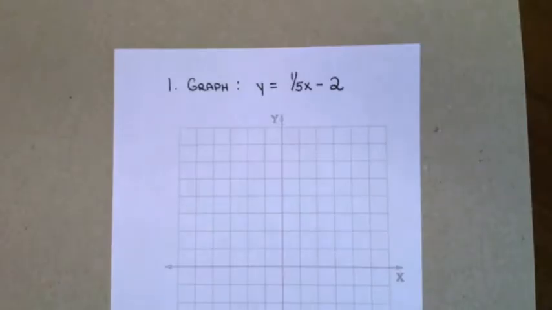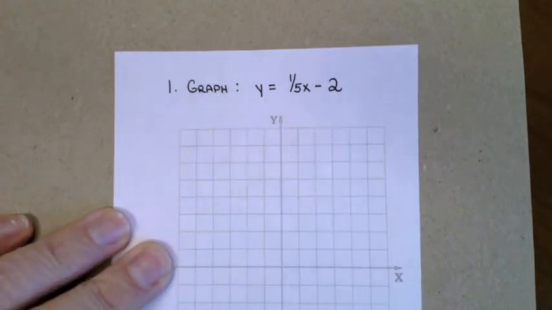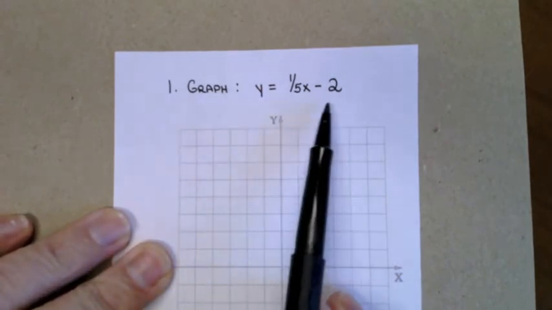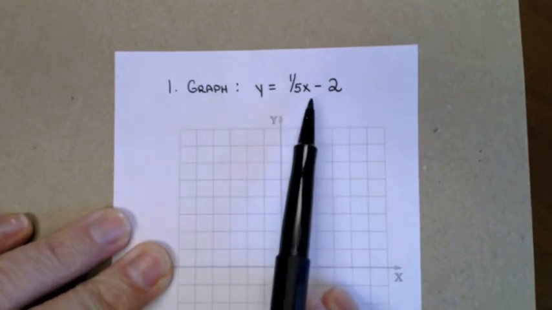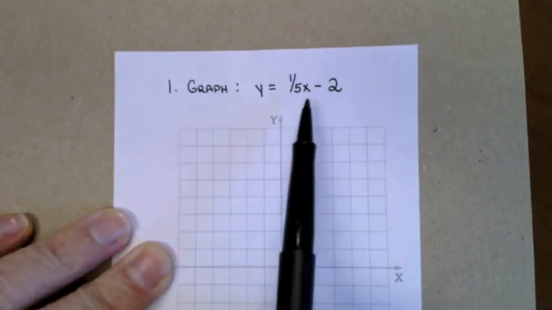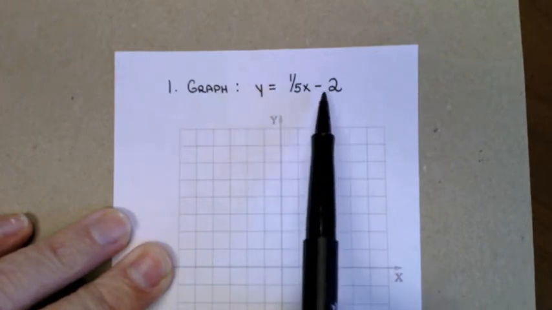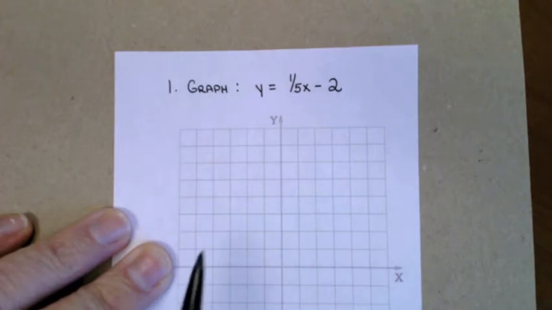So what we're going to go over next is how to take an equation and graph that equation. We're going to take this equation of this line right here and we're going to graph it. This is in slope-intercept form. And since it's in slope-intercept form, we know we have two pieces of information. We know we have the slope, which is located right here in front of the x, and we have the y-intercept.